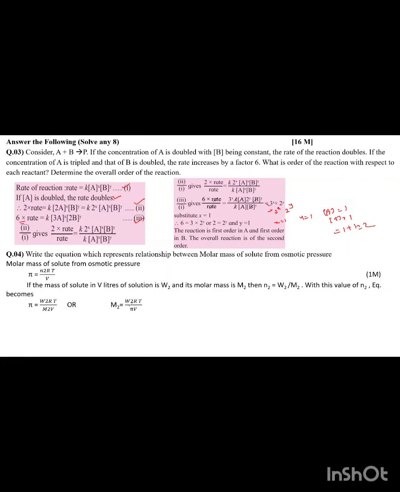Next one, write the equation with respect to the relationship between molar mass of a solute and osmotic pressure. So for the molar mass of solute with respect to osmotic pressure, the equation is pi equals WRT upon M2V. You can rearrange this equation for M2: M2 goes to this side and pi is shifted to the downside.